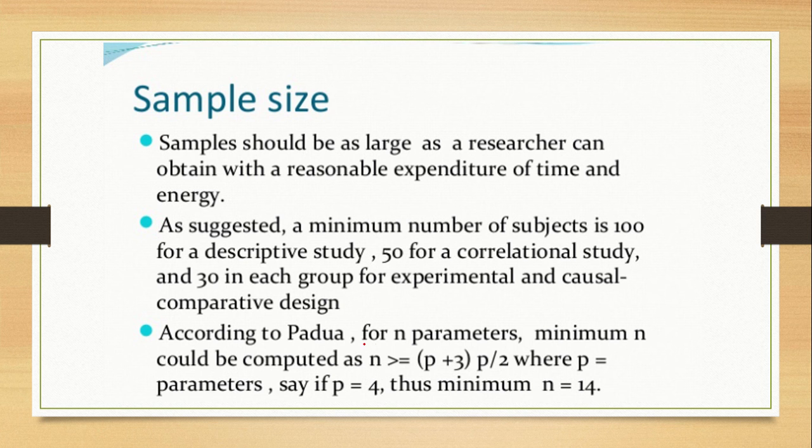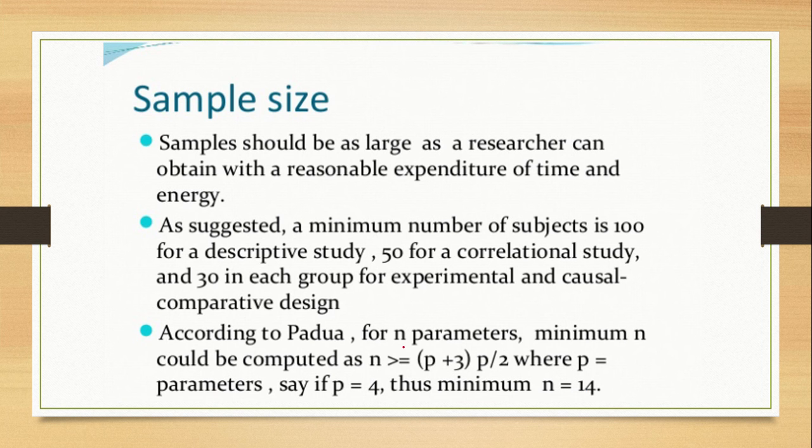So according to Padua, for p parameters, minimum n could be computed as n greater than or equal to (p plus 3) times p over 2, where p is the parameters. Say if p is equal to 4, thus minimum n equal to 14.